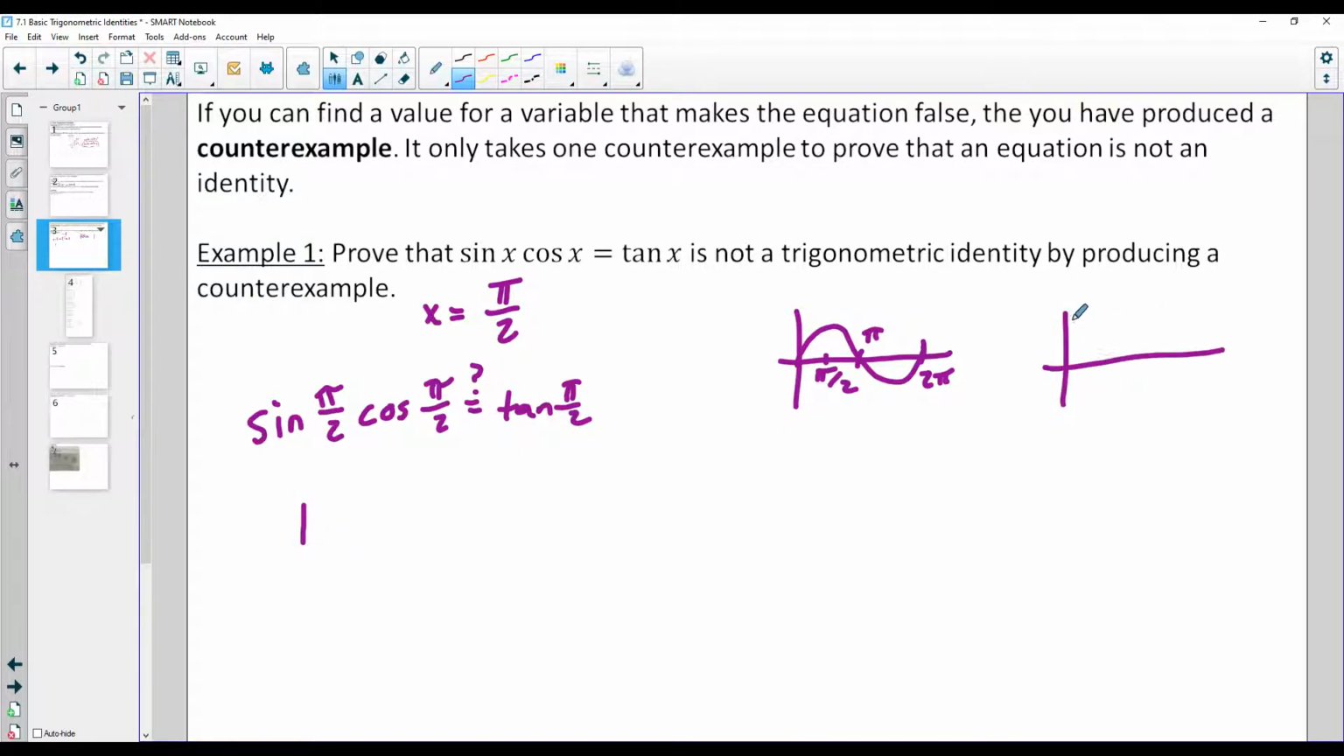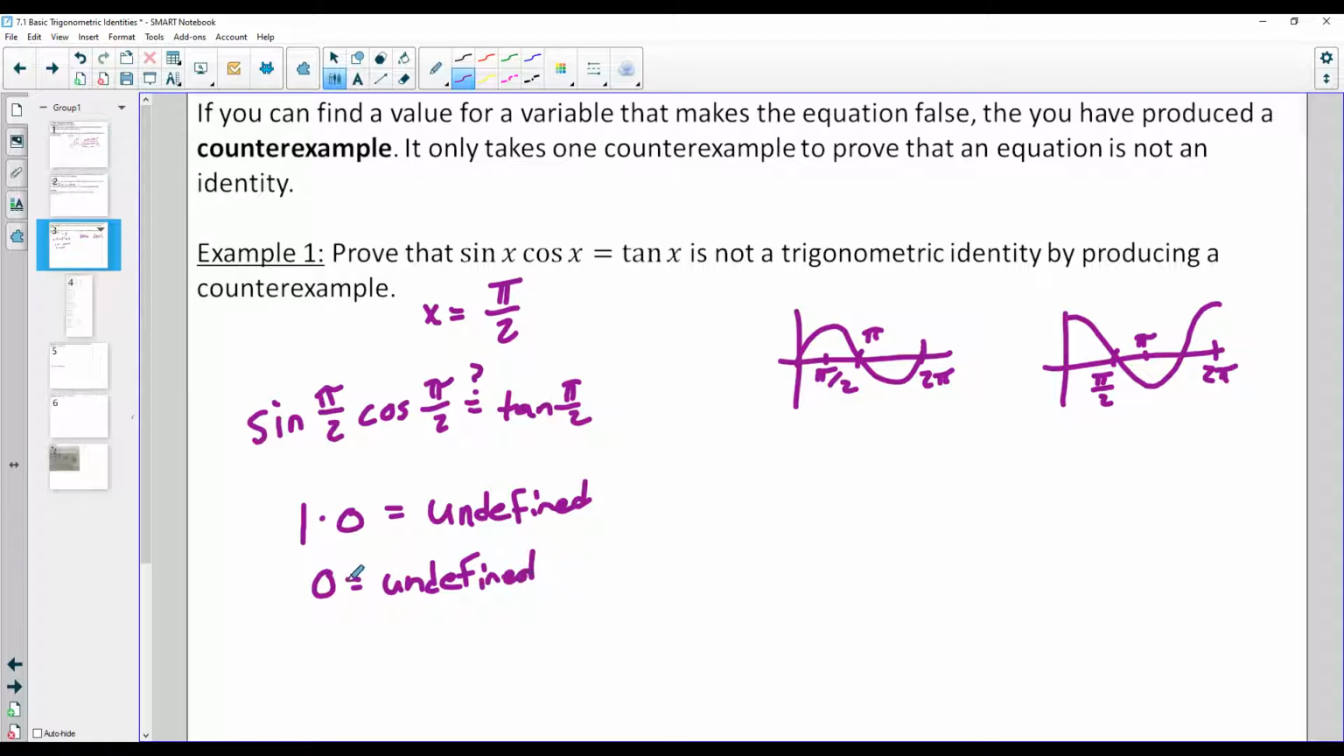For cosine, we have it like that. 2 pi, in the middle is pi, and then here is our pi halves tick. So I like to think of these graphs in my head once you're comfortable with them, but if you need to sketch them out, by all means go ahead. And so we know cosine is 0 at pi halves. And then tangent at pi halves we know is undefined. That's also from thinking about the graph. Well, and this is just simply not true. 0 does not equal undefined, right?